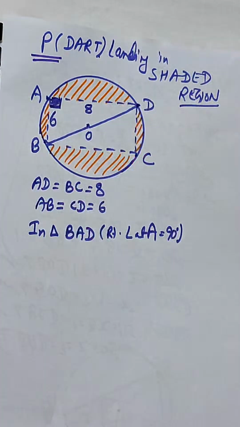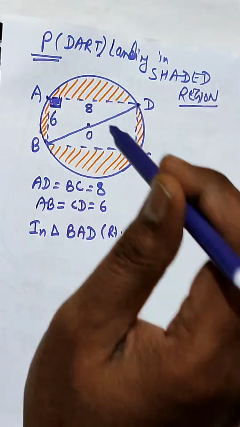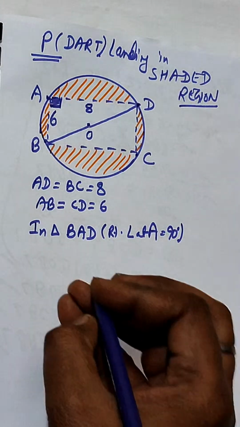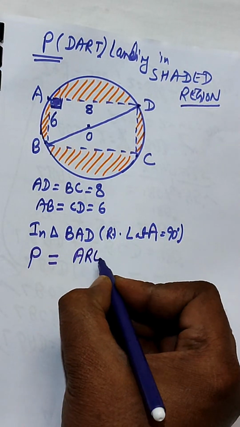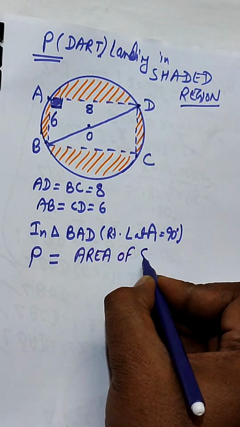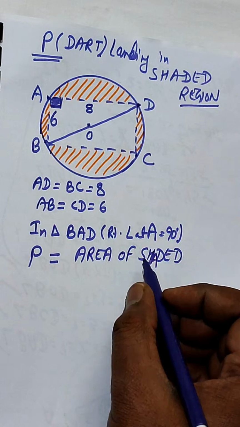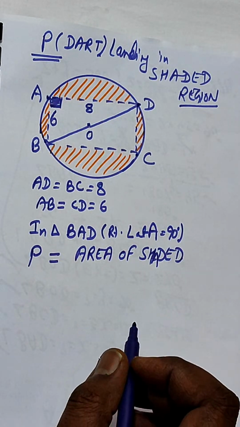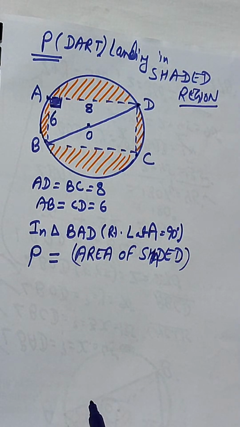this probability that dart is landing into the shaded region when you are throwing it from a distant place. Okay? Now, probability can be given by what is the favorable outcome? Area of the shaded region. Shaded region will give you that area where the dart can land, and that is your expectation. So that is the favorable outcome.